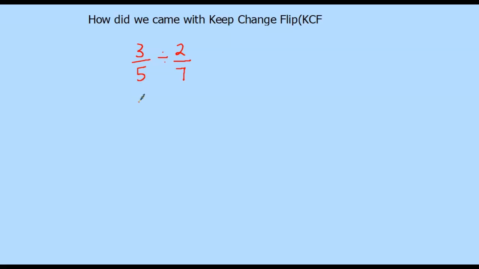Hi guys, so today we're going to look at a very quick concept here. I want us to look at how we came about this keep change flip. So we have this fraction divided by a fraction. So let me rewrite this fraction as 3 over 5, and then all over 2 over 7.